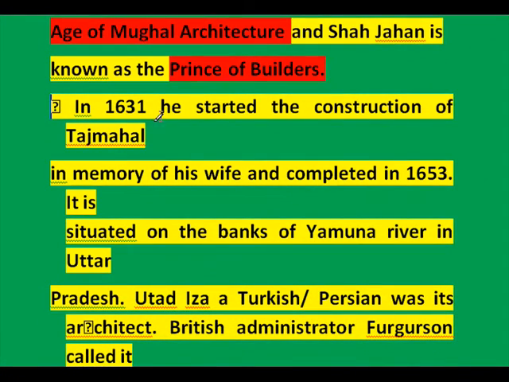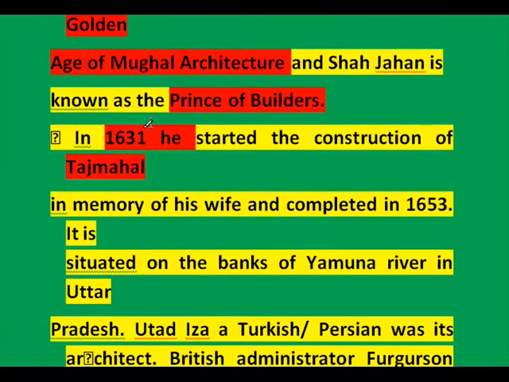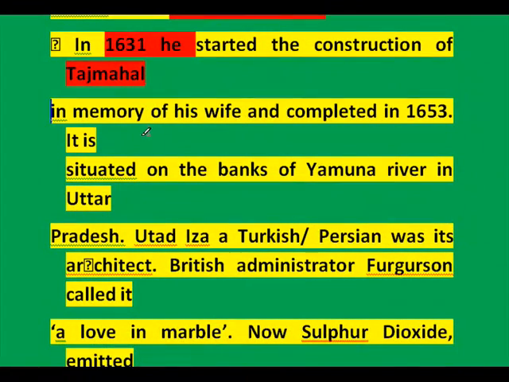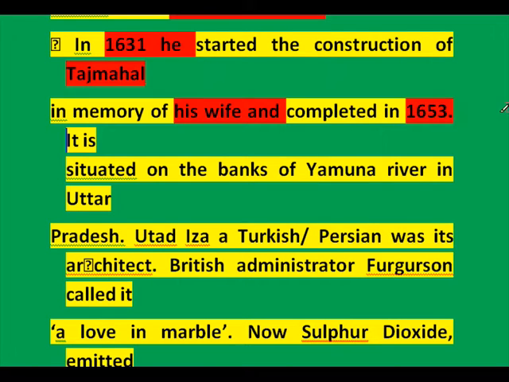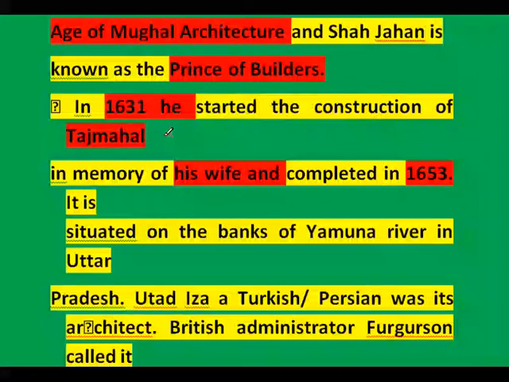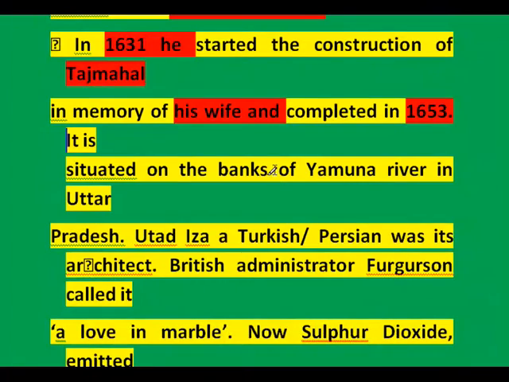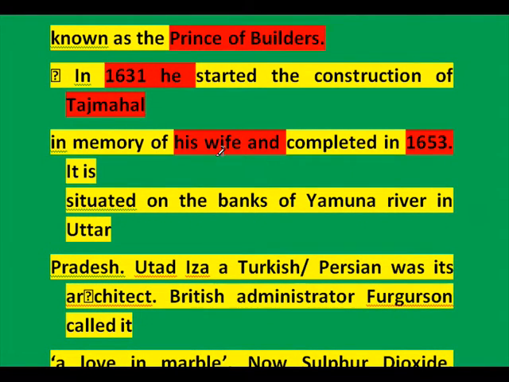In 1631 he started the construction of the Taj Mahal. Who started it? It is mainly Shahjahan, in 1631, in memory of his wife, and it was completed in 1653. So it took just 23 years to complete.